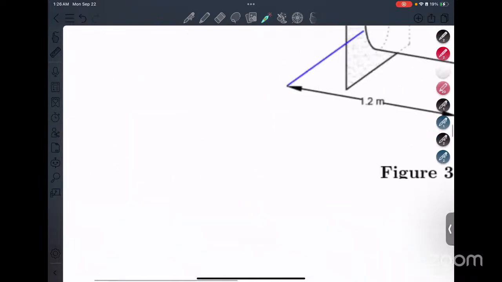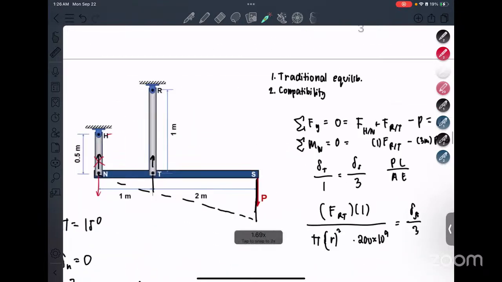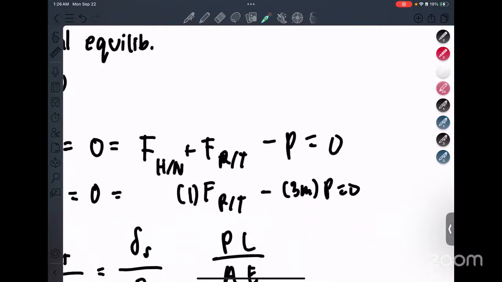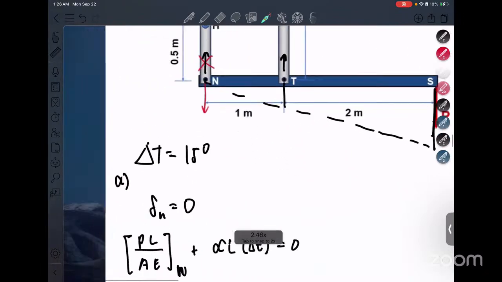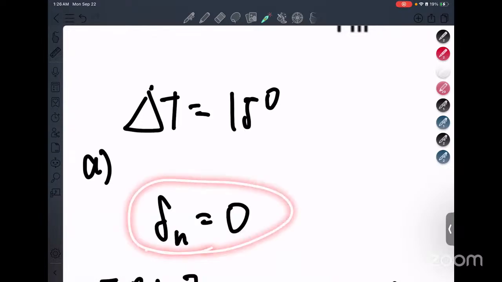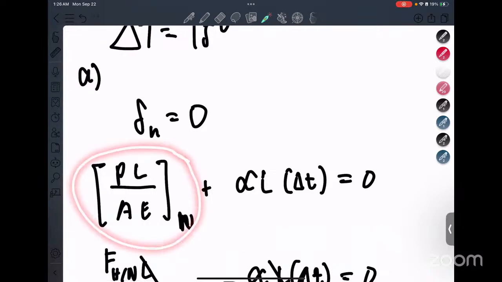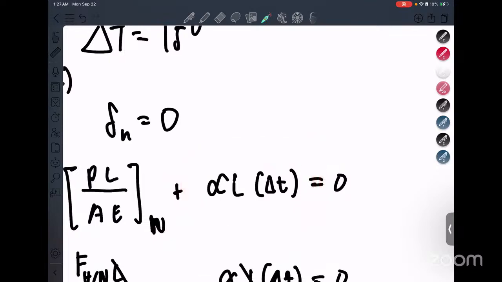So, moving on, let's move to the first sub-item. What is the value of concentrated load P? The first thing we want to get is the force itself, right? And the way we do that is if we can find a value, for example, for FRT or FHN, maybe that's one way that we can find P. So the way I'm going to go about it first is to use the information delta N equals 0, but this is a fact stated in the problem. This means that the mechanical component of its deformation plus the temperature component of its deformation is equal to 0.